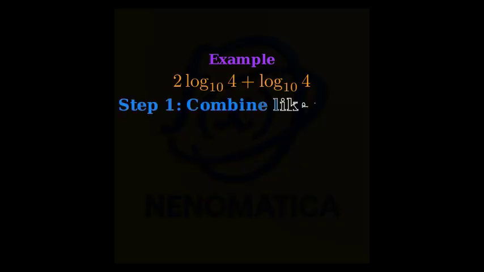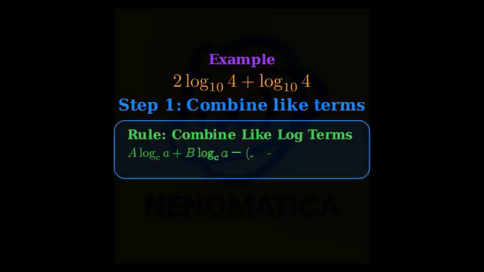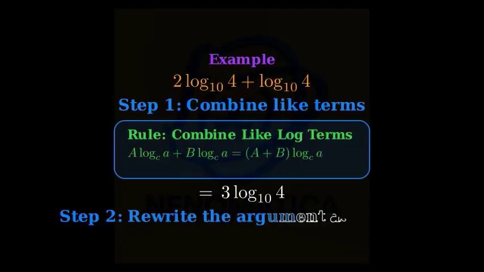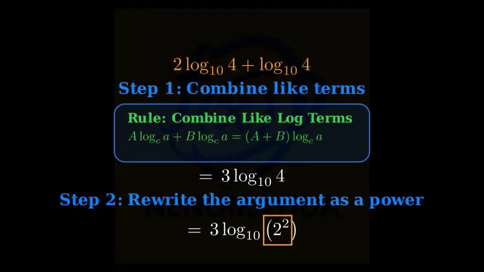Step 1. Combine the like logarithmic terms. 2 of them plus 1 more makes 3. We apply the combine like logs rule. So the expression becomes 3 log base 10 of 4. Step 2. Rewrite 4 as 2 squared. That gives 3 log base 10 of 2 squared.